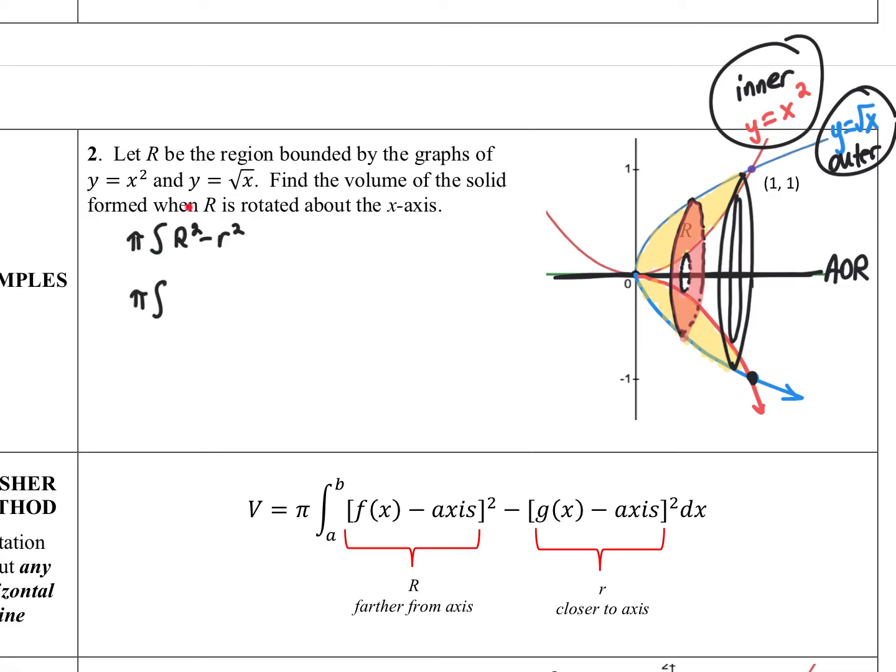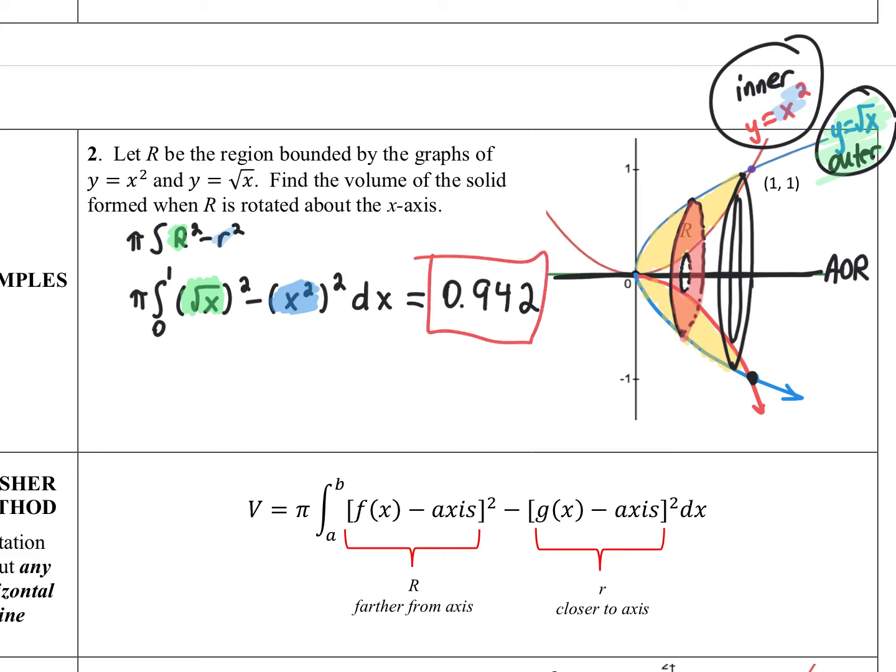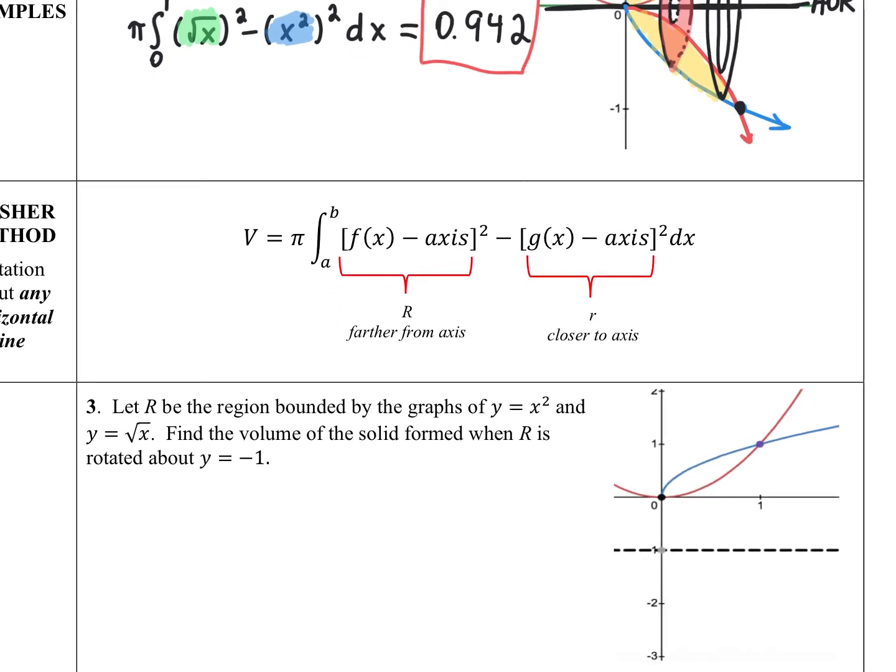Here is my general format for my washer, and I know I'm going to use a washer because I see the gap in between the axis and the region. My limits are going to go from 0 to this 1 right here. My outer function is the square root of x, and my inner function is x squared. Typing this into my calculator gives me 0.942 as my volume.